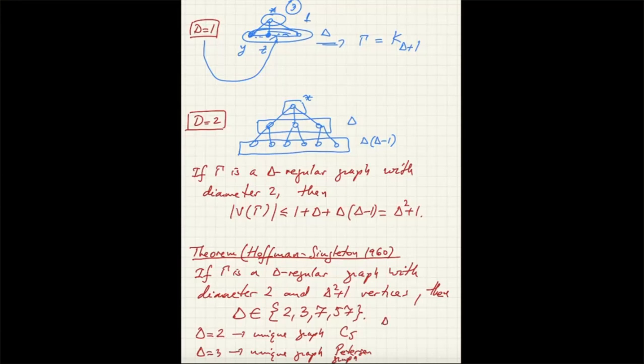When delta equals 7, Hoffman and Singleton constructed in this paper in 1960 a graph with this property, being a 7 regular graph with diameter 2 and 50 vertices. And this is now called the Hoffman-Singleton graph. And it's also unique. It's the only graph with these properties. And when delta equals 57, nobody knows. If I have time, I'll tell you a little bit about that as well at the end of the lecture. Okay, so let's prove this result.